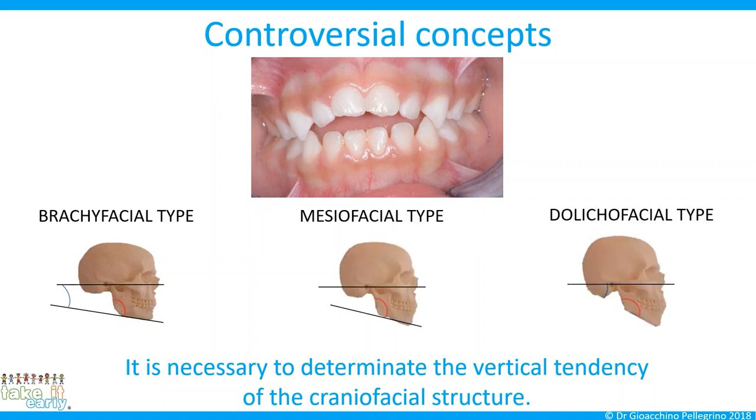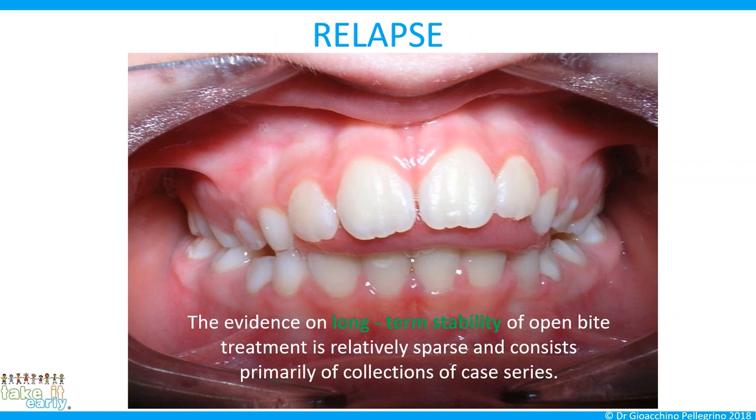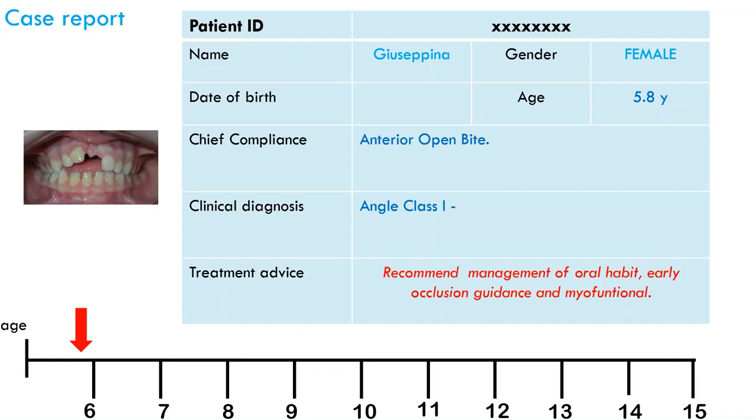But if we have an open bite in a structure of the face that is increasing the vertical dimension, in a dolichofacial type, in a hyperdivergent case, it is completely different because we will have a dental problem and a skeletal problem too. So these concepts are strictly connected with the fact that in literature we can find that relapse is a very important concept when we treat the open bite. And there are several concepts in literature about this problem, and we will see them later.